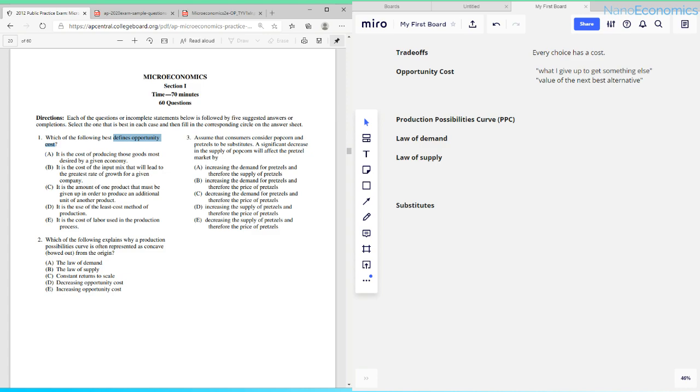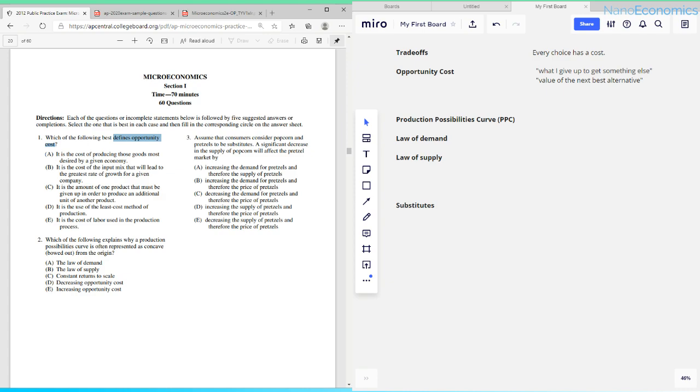So opportunity cost can relate to kind of anything. If you're watching this stream right now, you are paying an opportunity cost in terms of whatever you would be doing instead. That is the opportunity cost you pay for studying economics.